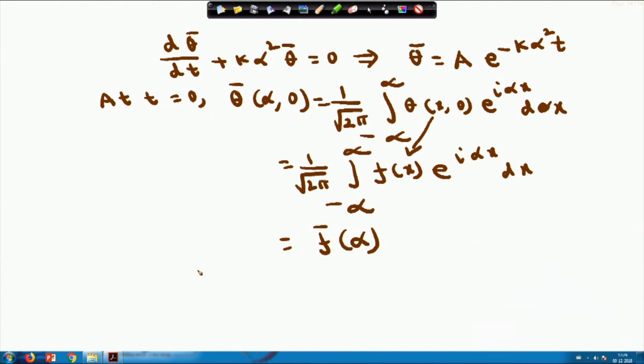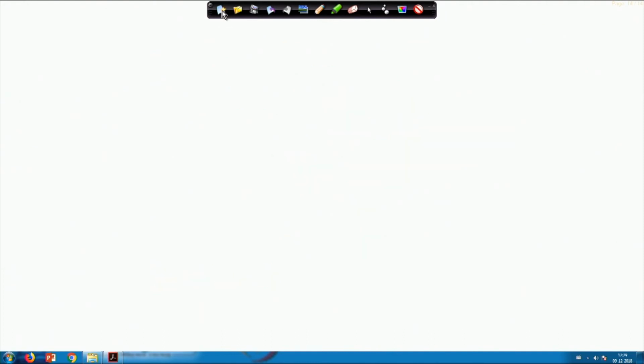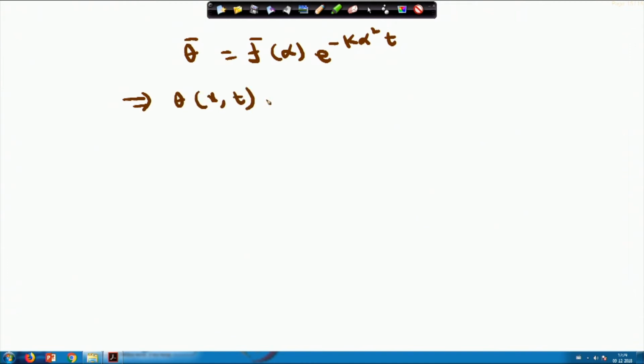If f x is known to me, then I can calculate f bar alpha also. So, by using this, if I put it in this particular equation, I will obtain my a as f bar alpha. Once I obtain my a as f bar alpha, then I can write down my theta bar equals f bar alpha into e power minus k alpha square t. So, from here you can write down theta x t using the inverse Fourier transform.